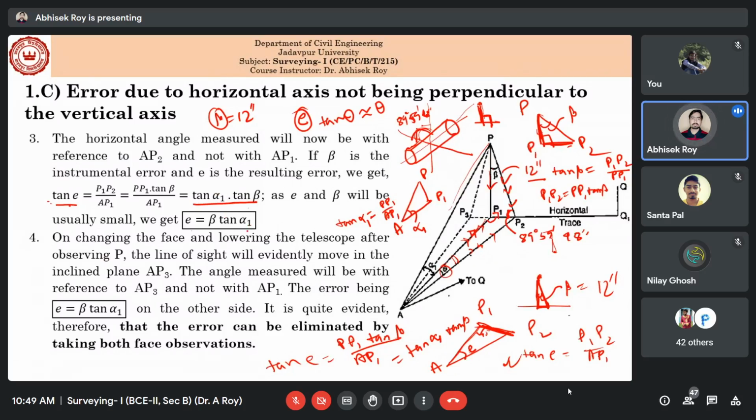But we can't write tan alpha 1 as alpha 1 because alpha 1 is a considerable angle, like 20 degrees something minutes, 15 degrees something minutes. So that is a considerable angle. So we can't write tan alpha 1 as alpha 1, but we can write tan E as only E, as the angle is very small, near to 0. So your error will be this one. Is it clear to everyone? If it is not clear, you can ask. Is it clear to everyone?